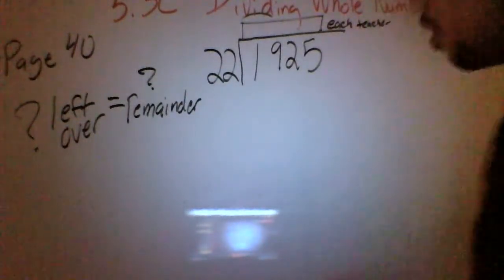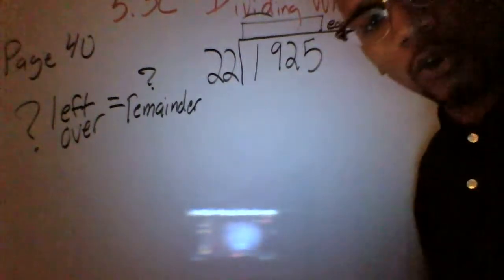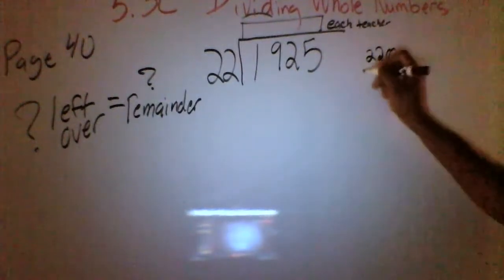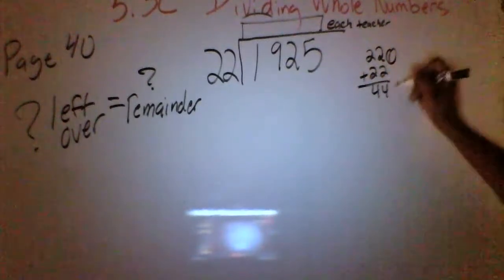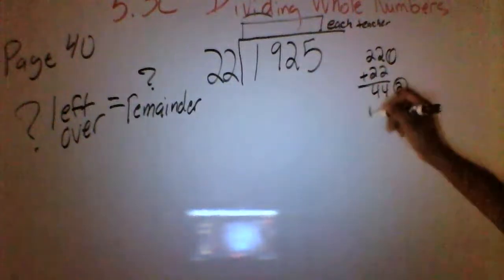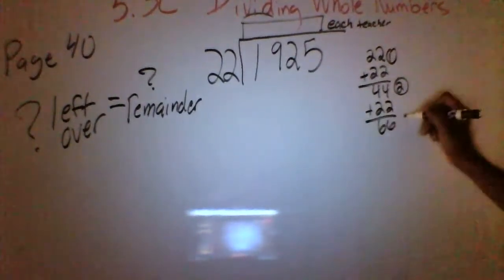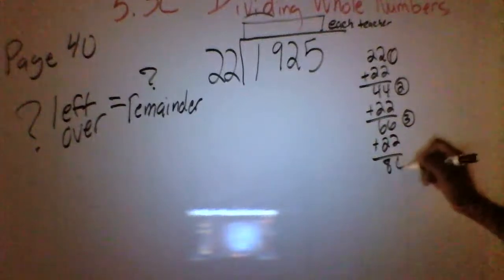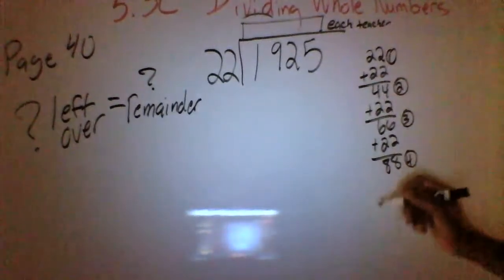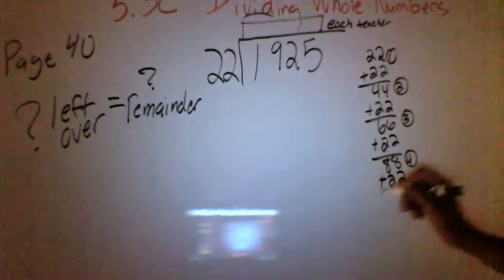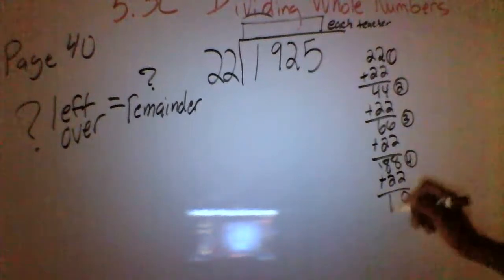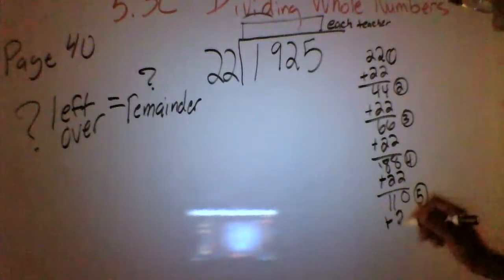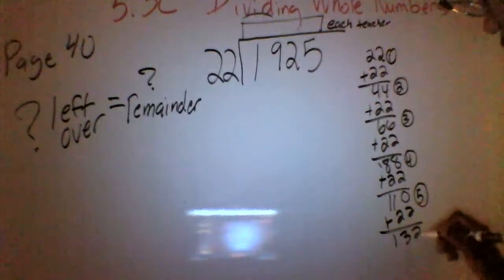All right? Now, over to the side, before you start, you say, Mr. T, I don't know my groups of 22. That's cool. You don't have to. 22, that's one group, plus 22 more, that's 44. That's two groups, plus 22 more, that's 66, which is three groups, plus 22 more, that's 88, which is four groups, plus 22 more, that's 110, that's five groups, right? Plus 22, that's 132, which is six groups.